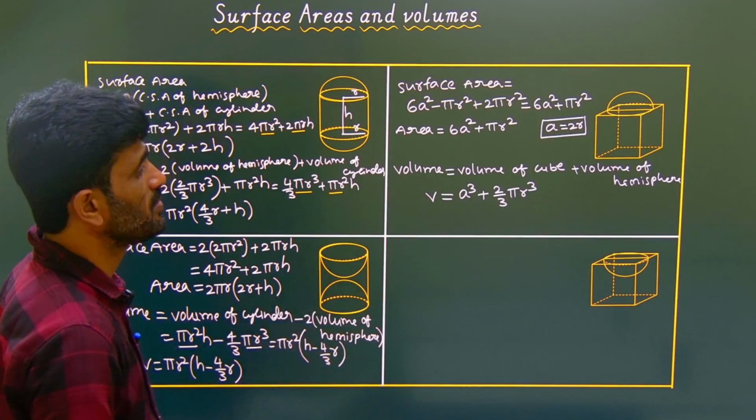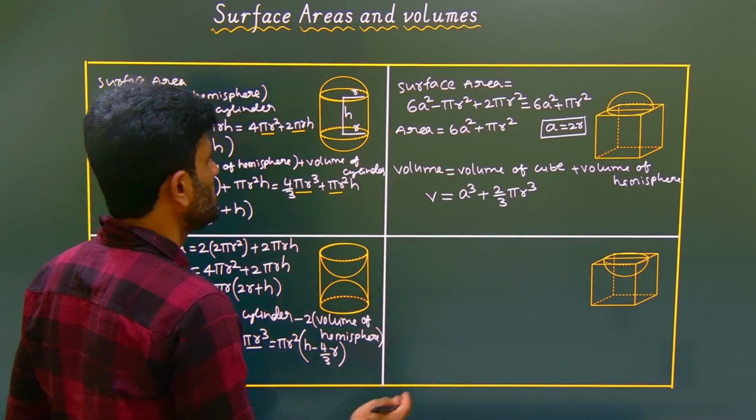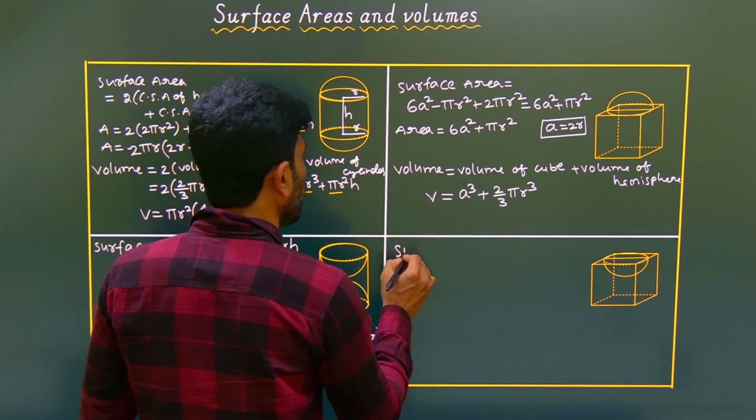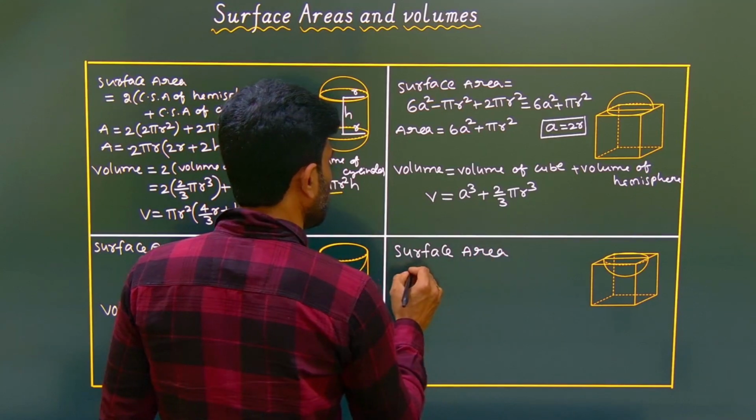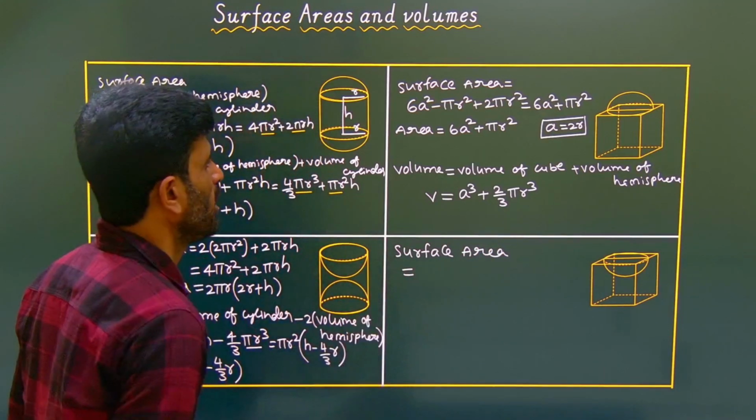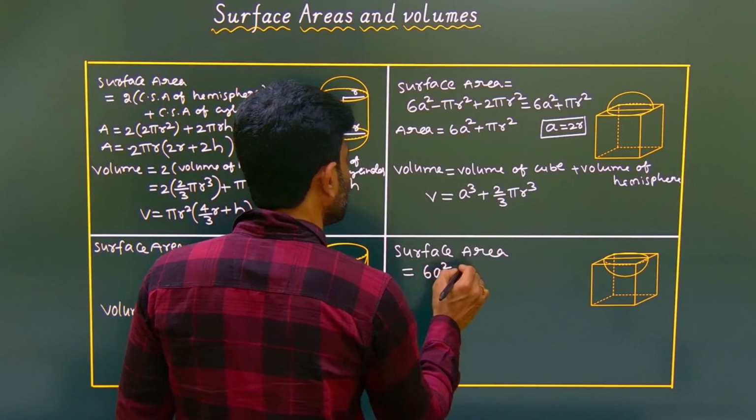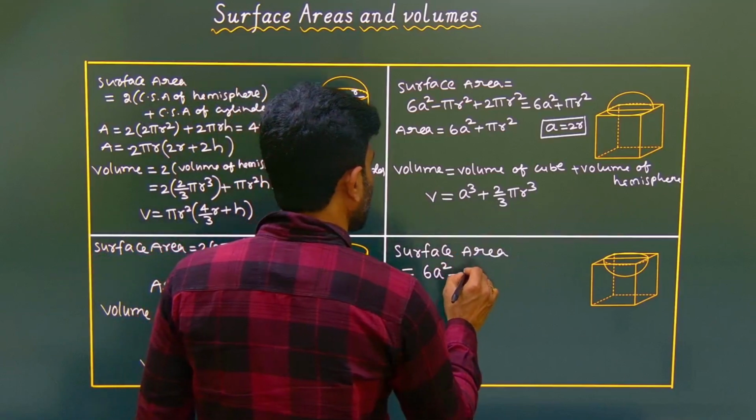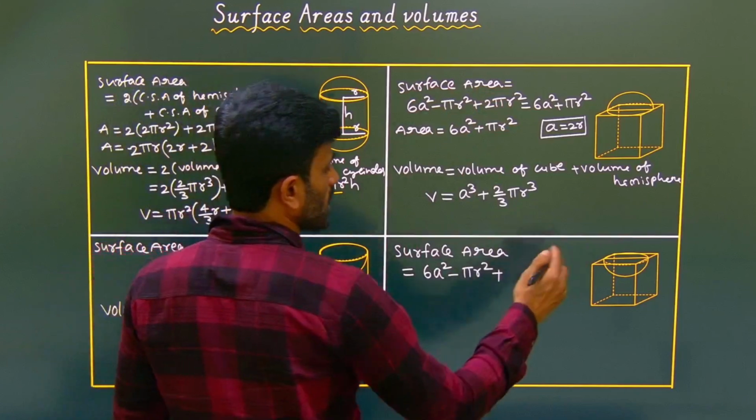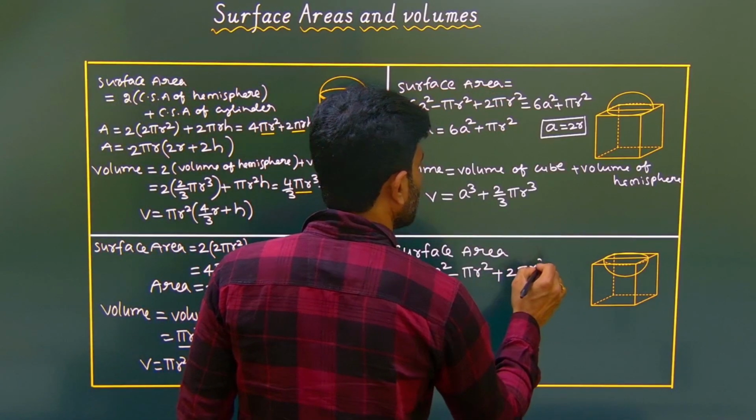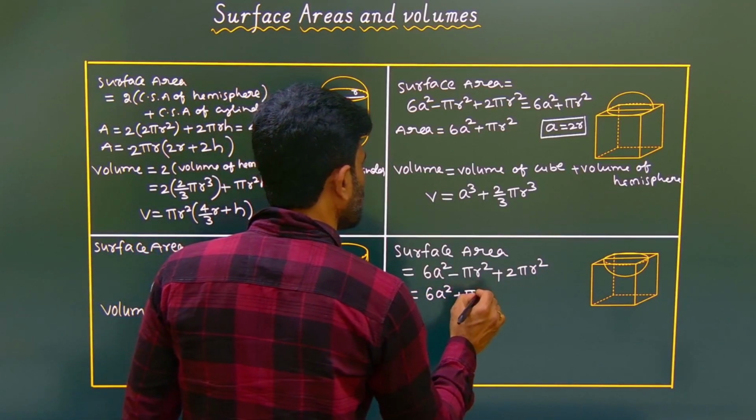In the second case, hemisphere is removed. In the previous case, hemisphere is attached, but in the second case, hemisphere is removed. When hemisphere is removed, again like before, there is no difference in surface area. We have to remember, surface area will be same when you add or remove hemisphere. So here again, 6a square as it is, and one circle area should be subtracted, minus pi r square, and the curved surface area should be attached, plus 2 pi r square. So finally it is going to be again 6a square plus pi r square. This is the area.